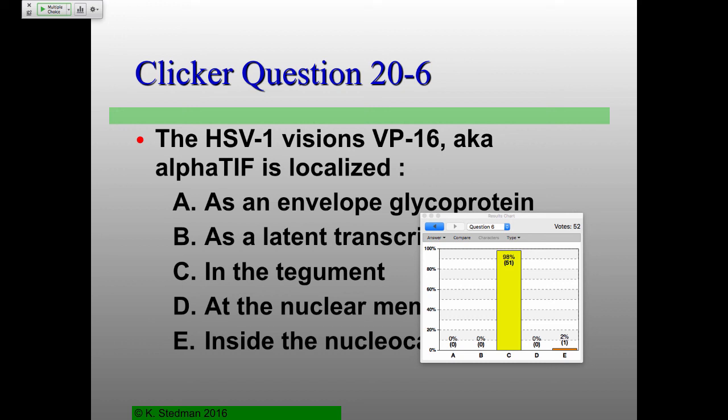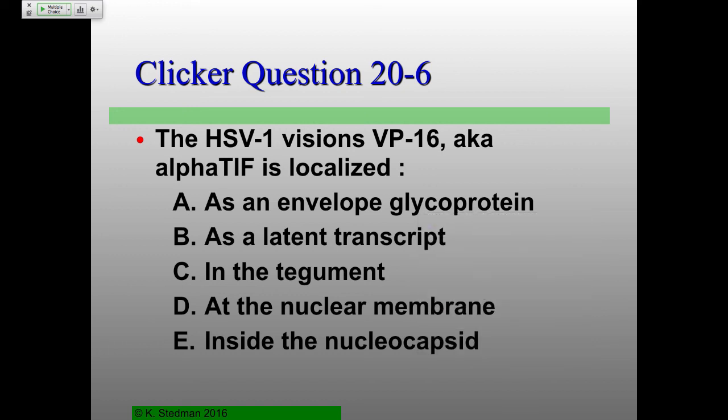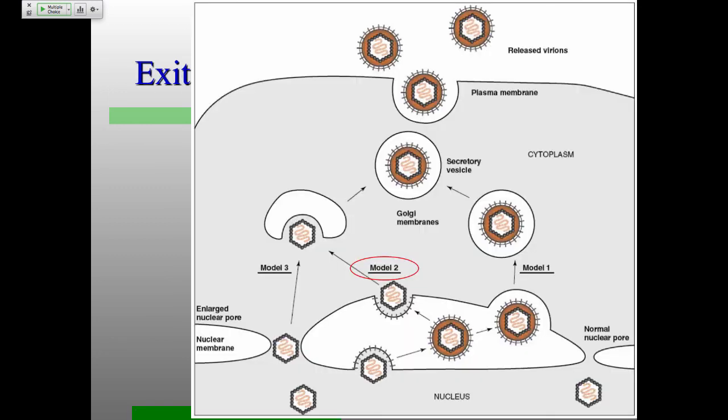So yes, it's in the tegument. It's not a latent transcript or envelope-like protein at all. So how does that happen? How do you get these proteins into the tegument? Again, between the nucleocapsid and the actual membrane.